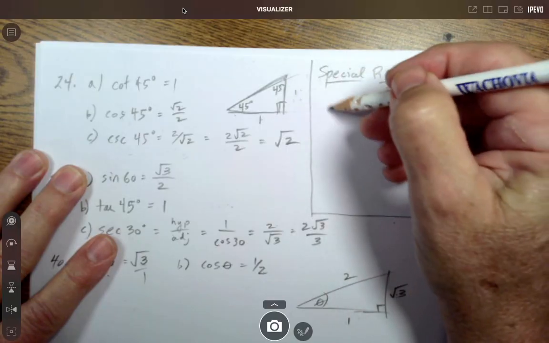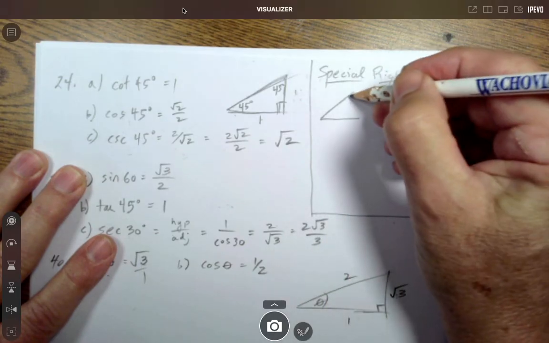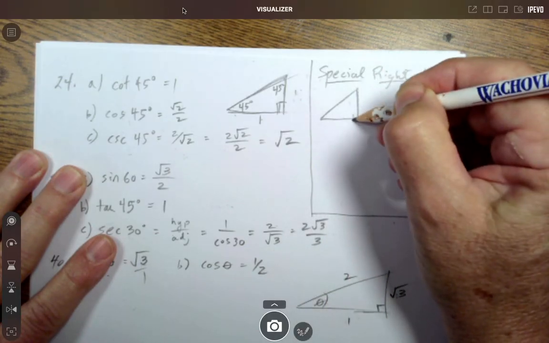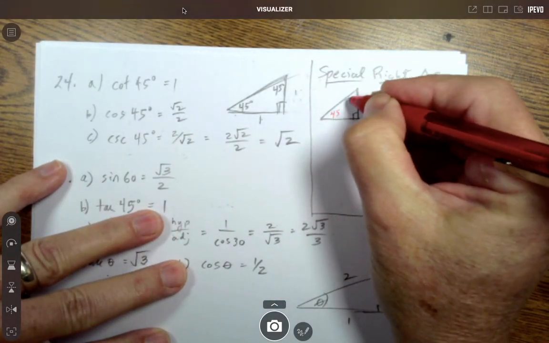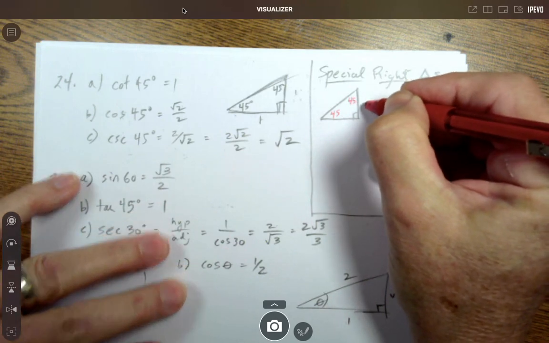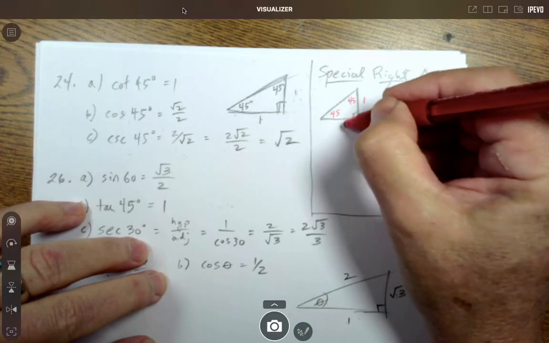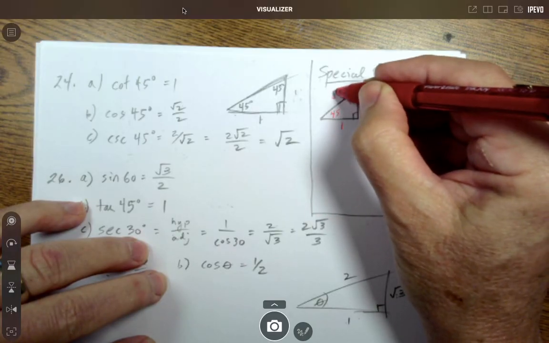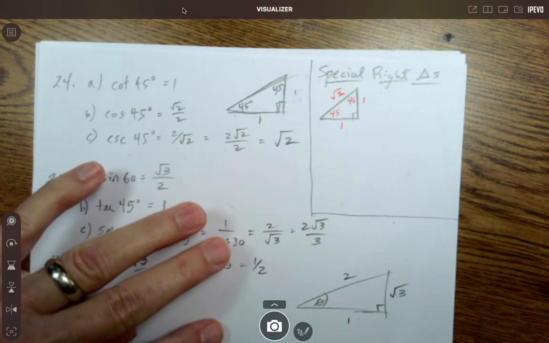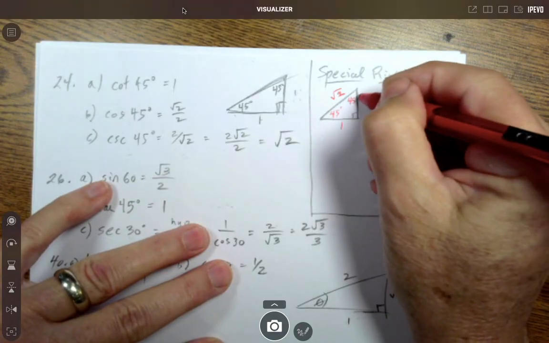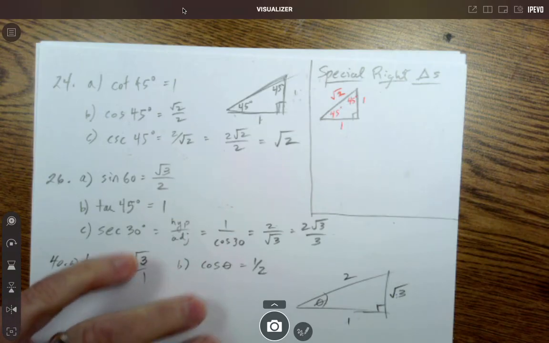Okay, the first one is one we discussed just a minute ago, which is the 45, 45, 90, right? So where this angle here is 45 and this angle here is 45. And if this side is 1 and this side is 1, and this side is the square root of 2. And that's one of those things that you would have memorized in Algebra 2 or maybe even Algebra 1, I can't remember, right? So special right triangle ratios.